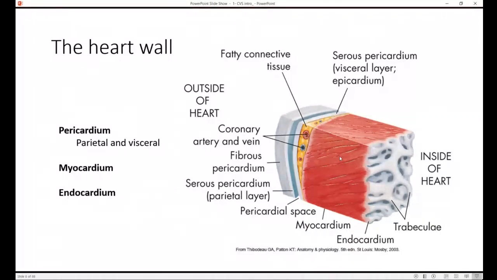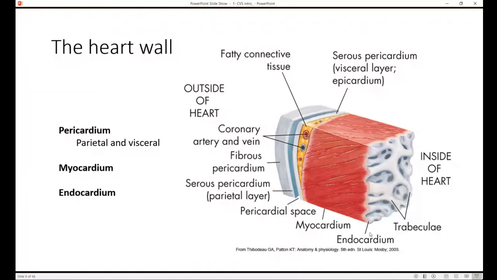There are three types of muscles, if you remember: skeletal muscle, smooth muscle, and cardiac muscle. Cardiac muscle is only found in the heart. So you have a thick layer of myocardium. Moving further in, you have the inner layer which is called endocardium, the innermost layer. So three layers: pericardium, myocardium, and endocardium.